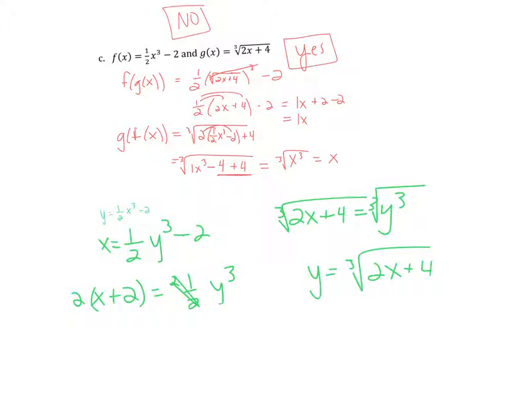So I started with f of x, and I ended up with g of x, and so they are inverses of each other. Just two different ways to approach that problem.